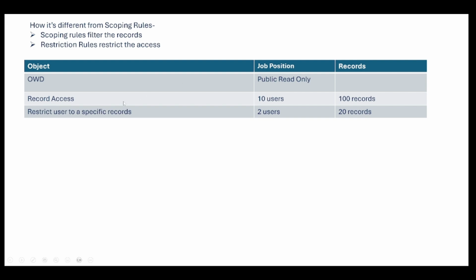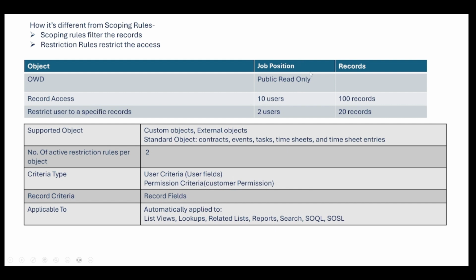Here also, suppose 10 users have access to 100 records, through some access, maybe OWD or the sharing access. Now we want to restrict maybe two users. We want to restrict the two users to access only 20 records out of these 100 records. So in that case, we can create a restriction rule.